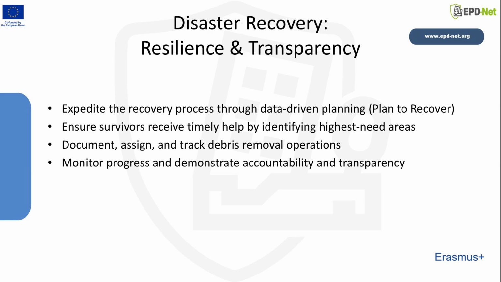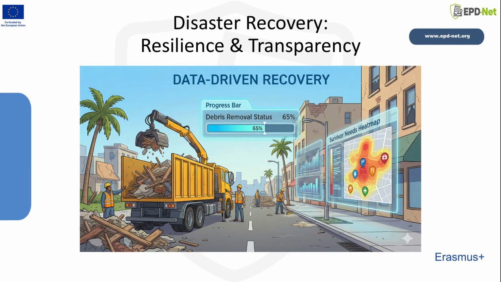One of the most visible and most complex parts of recovery is debris removal. With GIS, we can document the type and amount of debris, assign crews, track progress in real time, and ensure every action is properly recorded, not only for efficiency, but also for compliance and reimbursement. And throughout the entire recovery journey, transparency matters. Interactive maps and dashboards allow agencies to monitor progress, demonstrate accountability, and give the public a clear view of how their community is being restored. In short, GIS brings structure, clarity, and trust to the recovery process, helping communities rebuild not just quickly, but more resiliently.